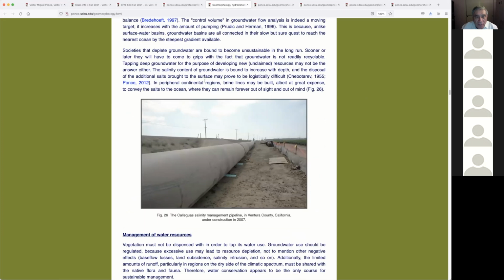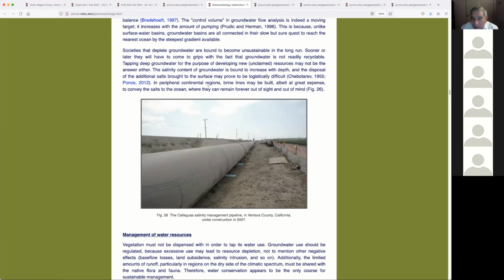Societies that deplete groundwater are bound to become unsustainable. Sooner or later, they will have to come to grips with the fact that groundwater is not readily recyclable. Tapping groundwater for the purpose of developing unclaimed resources may not be the answer. Salinity content of groundwater is bound to increase with depth. That's what Chebotarev said in 1955.